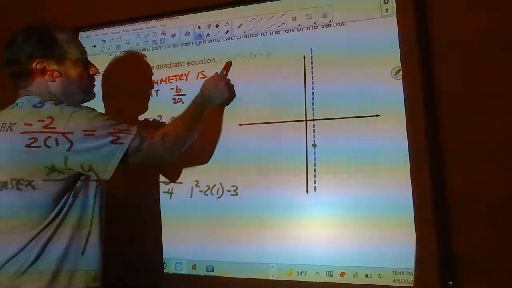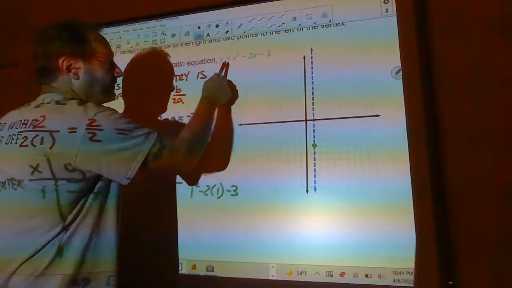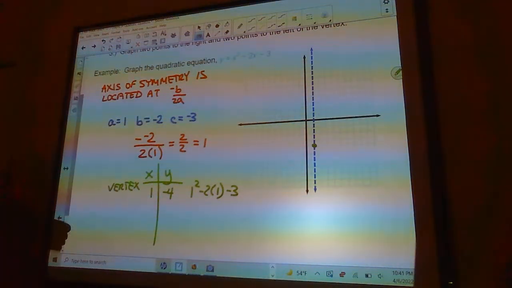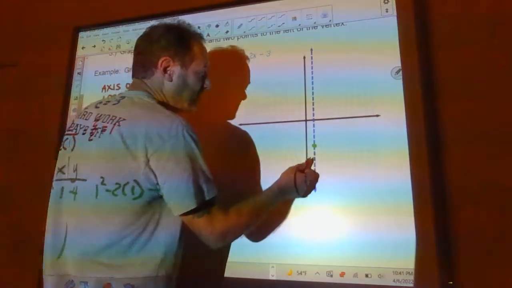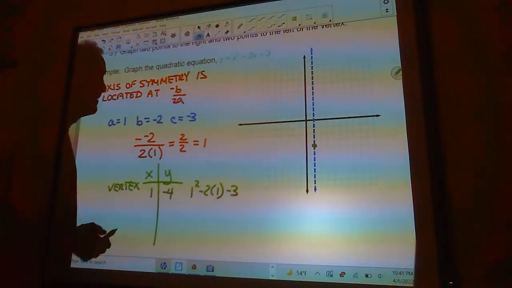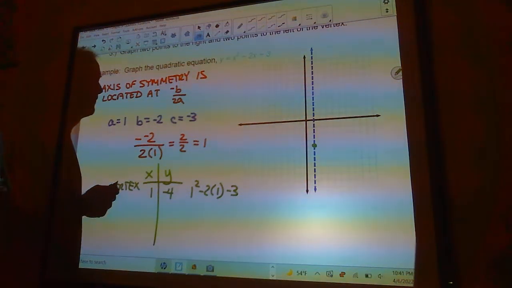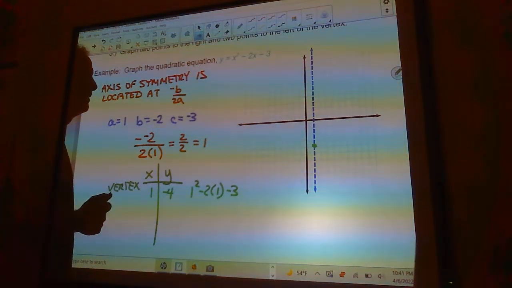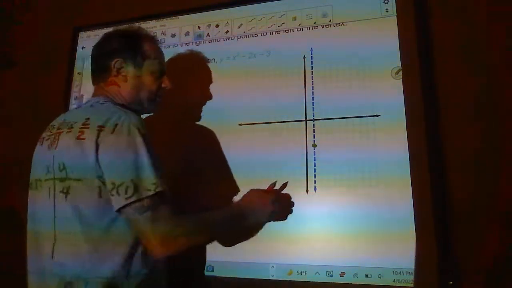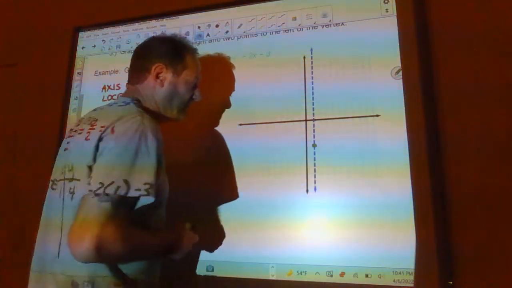Now I know this opens up because the 1 is positive. So that's going to be the lowest point, the minimum of my graph. Now, once you've got the vertex, I just need to pick 2 points to the right or the left. Here's the great part: I really only need to do 2 on one side because remember, this thing's symmetric. Anything on this side is going to be equal on this side.